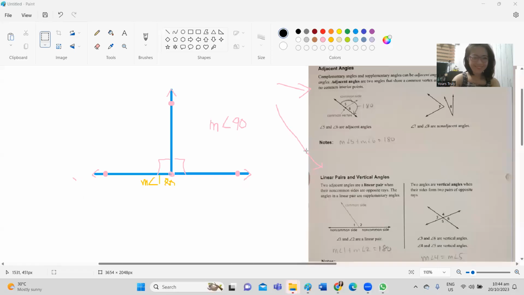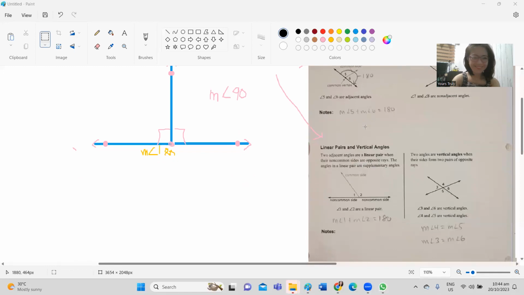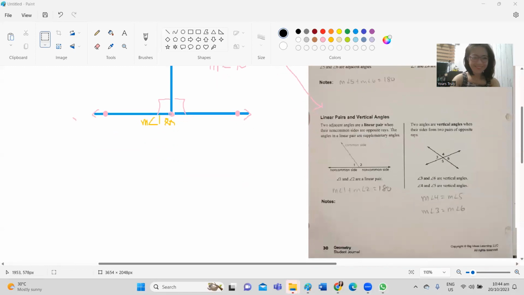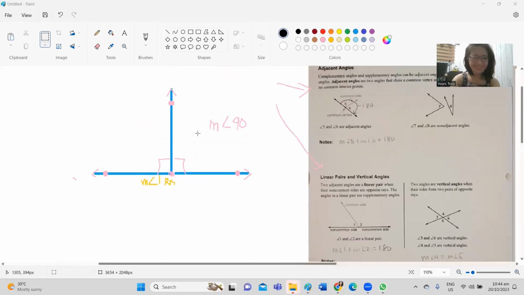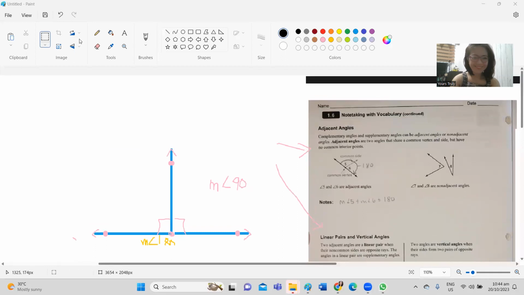Using the same pictures and the same figures here, let's talk about these linear pairs and vertical angles. Two adjacent angles are a linear pair when their non-common sides are opposite rays. The angles in a linear pair are supplementary angles. There are two things we have to remember in the linear pair. So let's write here, okay?